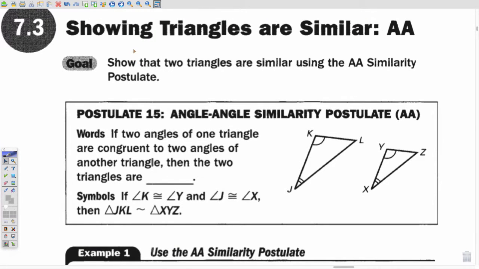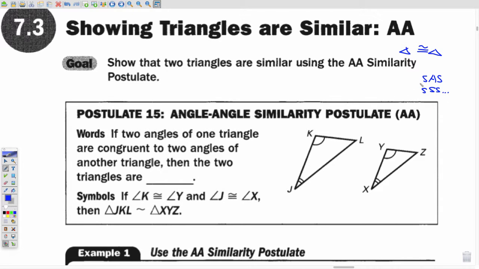Okay, in 7.3, we're going to learn how to show that two triangles are similar using the AA similarity postulate. If you recall, we went through several units to learn how to prove congruency. So, in other words, one triangle is congruent to another triangle by certain rules. And there's SAS and SSS and so on and so forth.